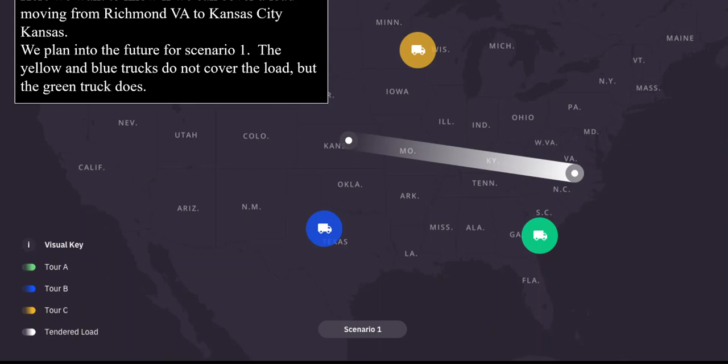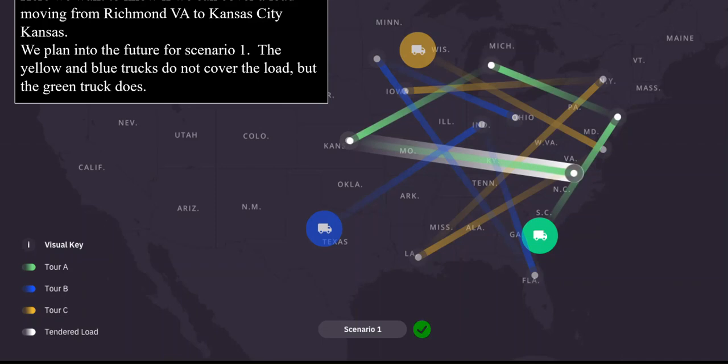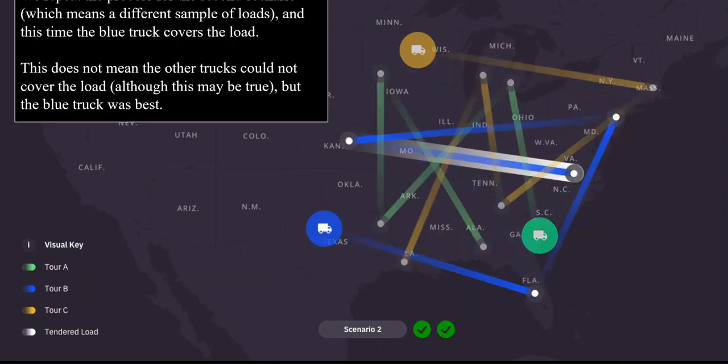So here's a situation. Let's say today's Monday, and I've got a load moving from Kansas to Virginia on Wednesday. What I'm going to do is a series of simulations. In this first scenario, I simulate the gold driver doesn't get near it, nor does the blue driver, but the green driver does. A few days out, it looks like he's right in position that he can move the load.